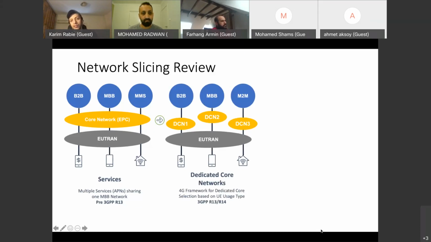Starting from 4G, with the evolution of the releases, from R13 and R14, the concept of DCN, or dedicated core network, started to evolve. The idea was: instead of having an APN, why don't we dedicate a core network to a certain segment? The framework relied on some attributes that can be sent by the UE, or some assistance information, to direct the terminal, whether it's a handset or an IoT smart home device, to its specific dedicated core network. That was in release 13 and R14, the pre-5G releases.